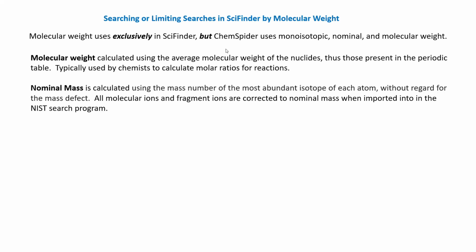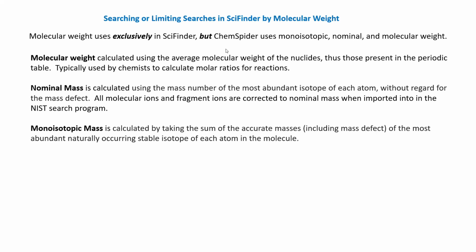Nominal mass is calculated using the mass number of the most abundant isotope of each atom without regard for the mass defect. All molecular ions and fragment ions are corrected at nominal mass when imported into the NIST search program. In most cases, it can do accurate mass, but most of you, if you use quadrupoles, would be using the nominal mass. So it always rounds it off, chops off everything to the right of the decimal.